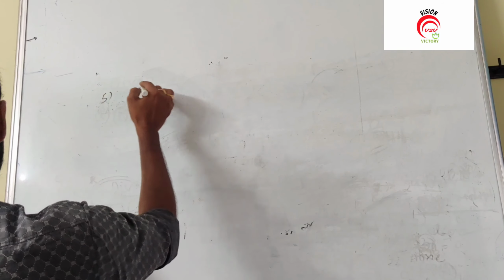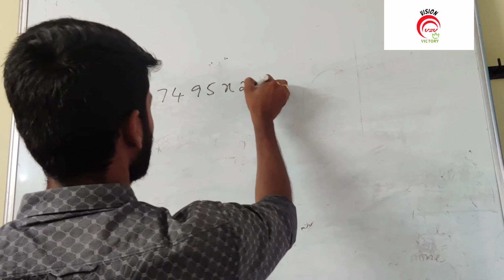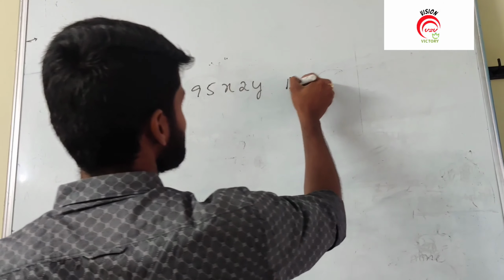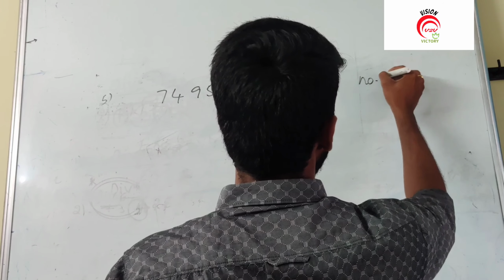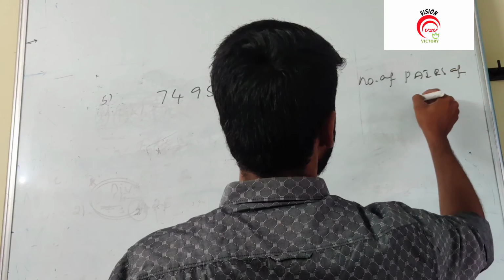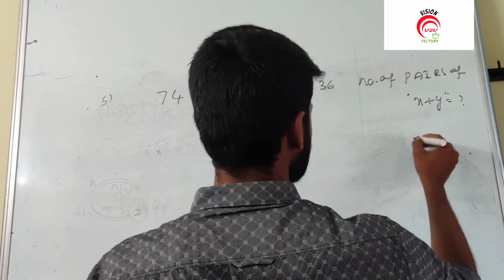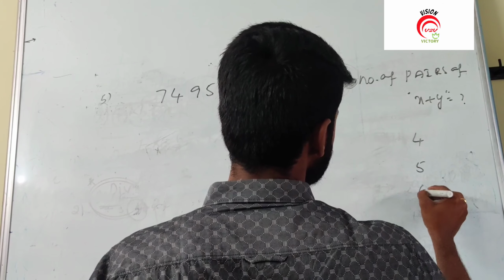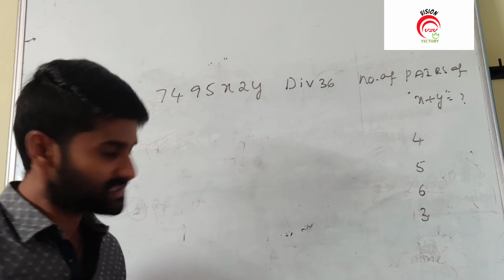Next one, fifth question. 7495x2y is divisible by 36. Then find the number of pairs of x plus y. Just see how many pairs we are getting in total. The options are 4 pairs, 5 pairs, 6 pairs and 3 pairs. Okay, just see the question.